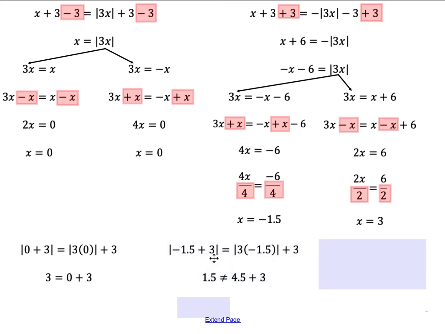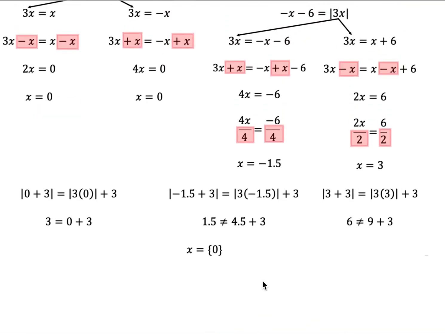If we try in negative 1.5, negative 1.5 plus 3 is 1.5, and 3 times 1.5 is 4.5. So 1.5 equals 4.5 plus 3. 1.5 does not equal 7.5, so that one doesn't work. Let's try 3. 3 plus 3 is 6. 3 times 3 is 9, plus 3, that brings us up to 12. 6 does not equal 12. So 3 didn't work, negative 1.5 didn't work, but 0 did. The only one that ends up working here as an answer is x equals 0. That is our only answer.